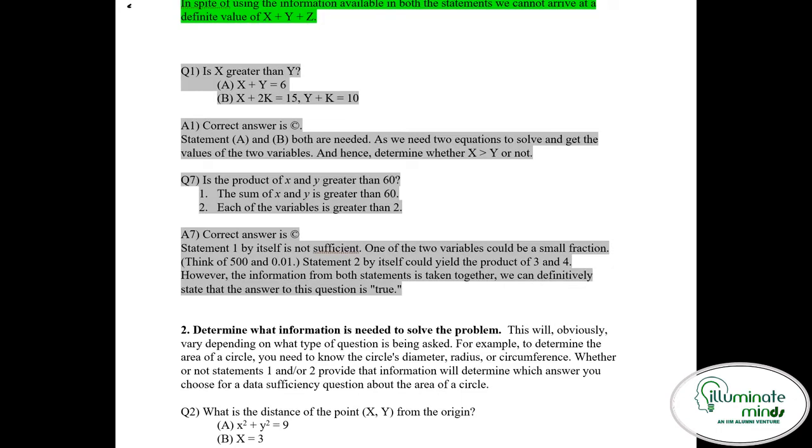So, is x greater than y? Let's try to solve these two questions also. X plus y is equal to 6. Correct. So is x greater than y? I won't be able to answer it. X plus 2k is equal to 15. Y plus k is equal to 10. By using both of these, I can eliminate k, but I won't be able to answer from either of them alone. But I would be able to answer it with the help of both of them, because I will get two variables and two equations.